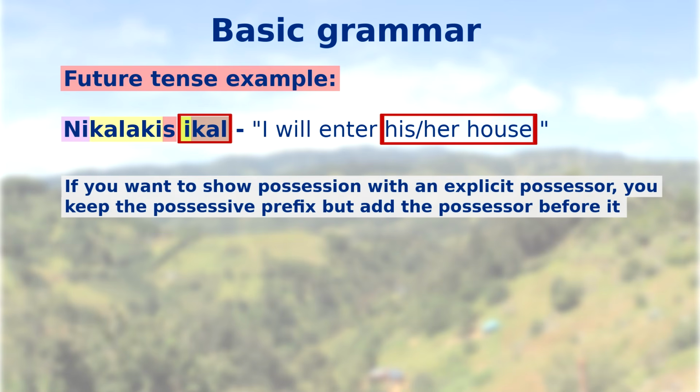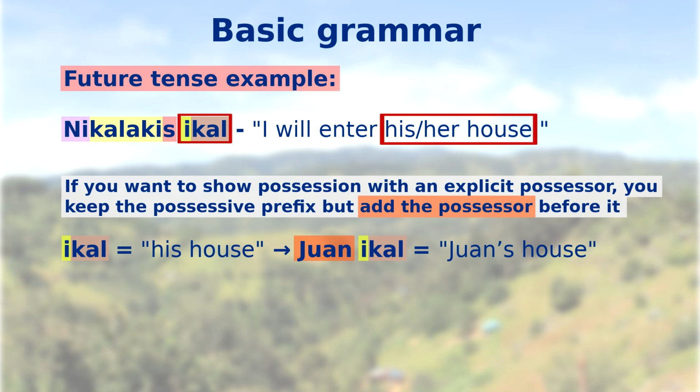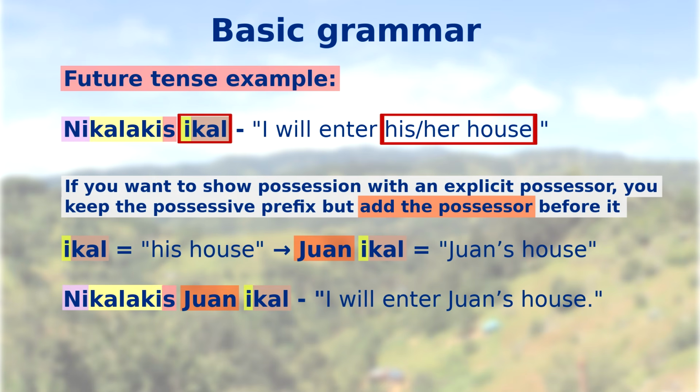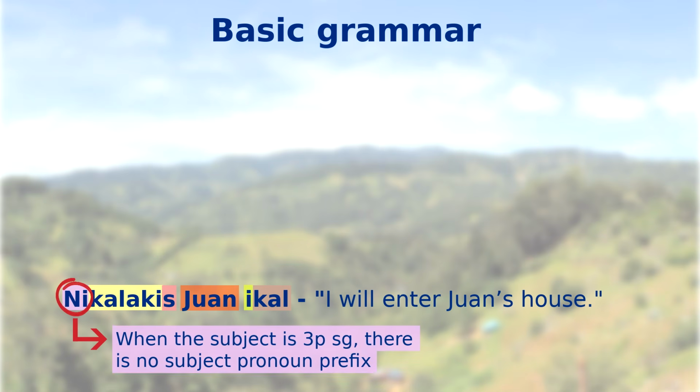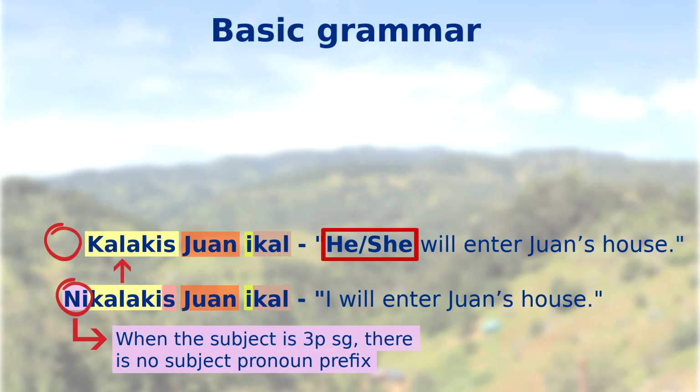If you want to show possession with an explicit possessor, you keep the possessive prefix, but add the possessor before it. Ikal. Meaning his house becomes Juan ikal, meaning Juan's house. Nikalakis Juan ikal. I will enter Juan's house. When the subject is third person singular, there's no subject pronoun prefix.